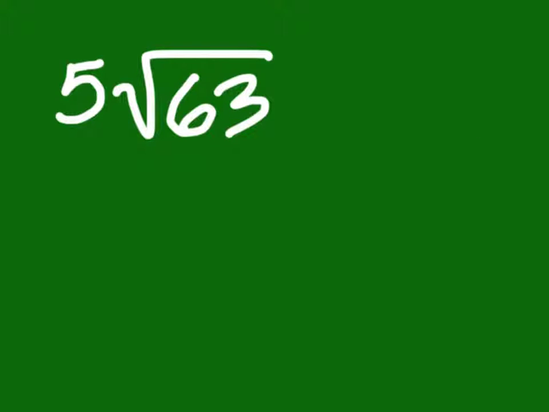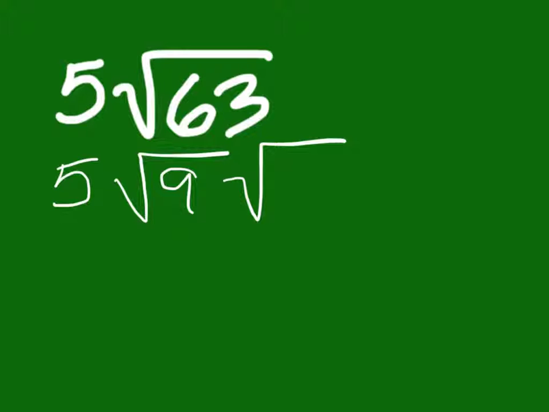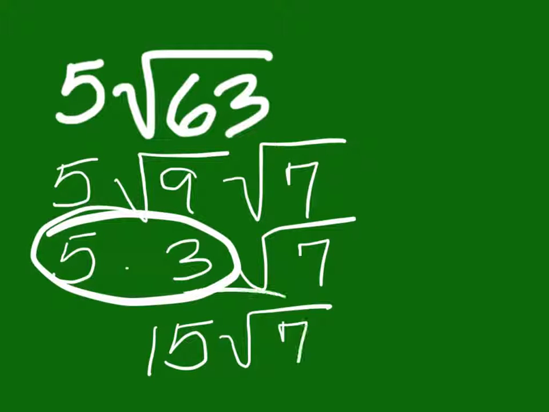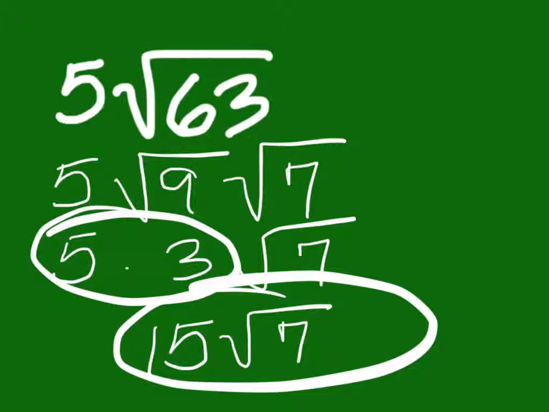Example 4. 5 times the square root of 63. Keep the 5 where it's at, and what is the perfect square? 9. And times what? 7. Square root of 9, square root of 7 is square root of 63. So the square root of 9 is 3. Multiply these two numbers together to get 15. 15 square root of 7 is the final answer.